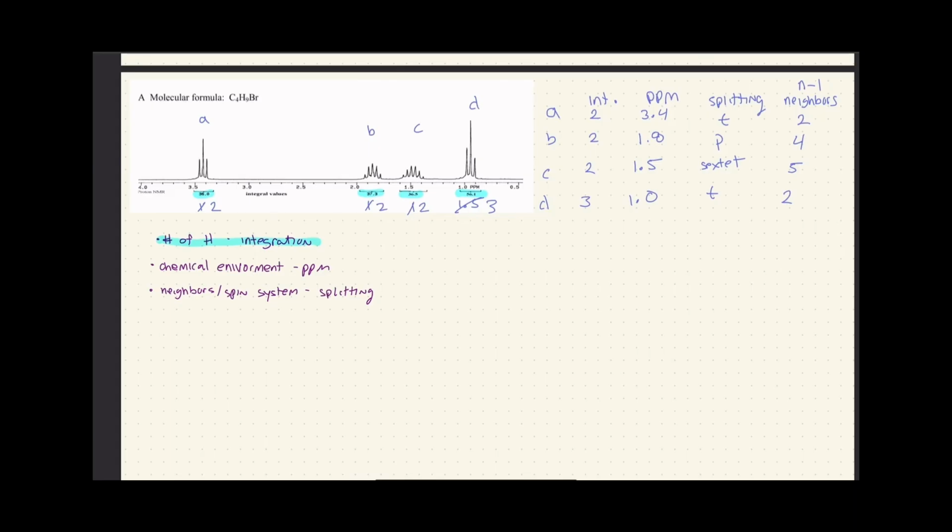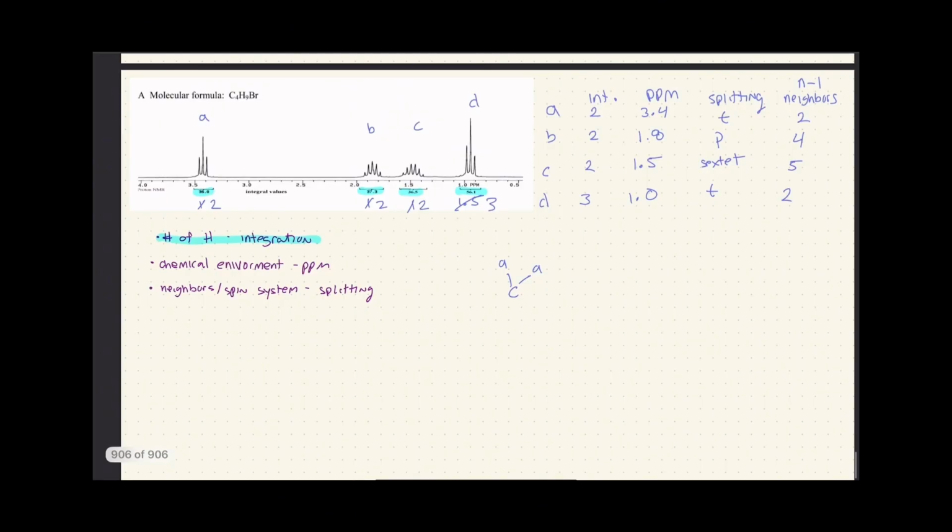In order to put this together, I kind of like to make little fragments. So I'm going to have a C that has HA. I'm going to have a C that has HB. I'm going to have a C that has HC. And I'm going to have a C that has HD. And then I'm going to have to put these together, right? If I'm looking at my formula, I have 4 carbons, 1, 2, 3, 4. So that's good. I don't have any carbons with no H's. And I have a bromine. So these are all the fragments that I'm trying to put together.